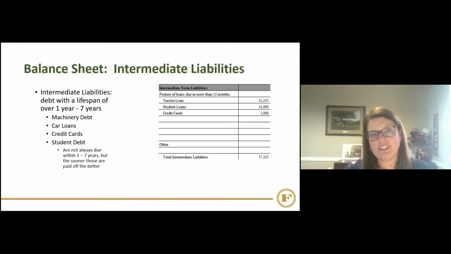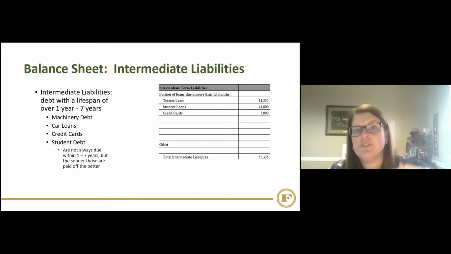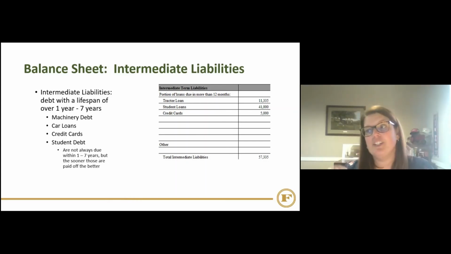You have this tractor loan here of $11,335. Let's say at the next time you do this balance sheet, you're going to end up paying $3,000 of that in the next 12 months. You put that $3,000 up in your current section and you subtract it off the intermediate section. So that loan value at the end of your 12 months becomes $8,335.